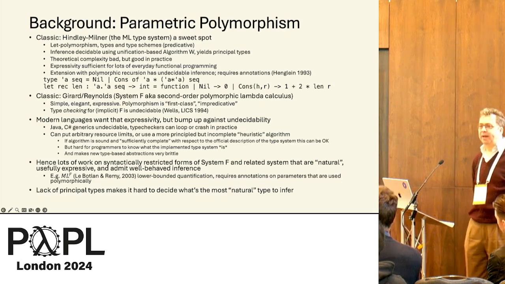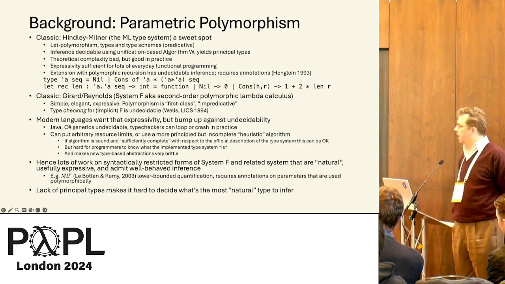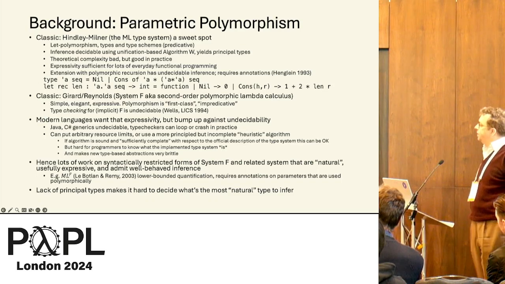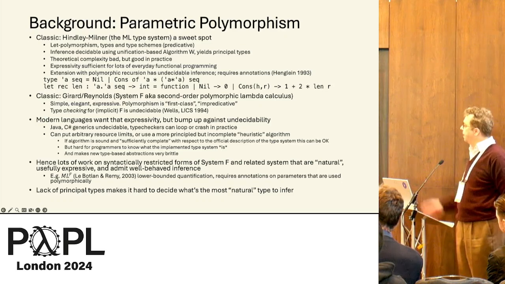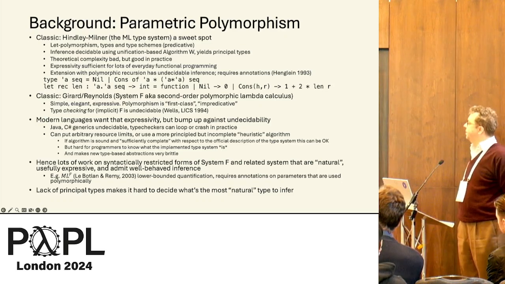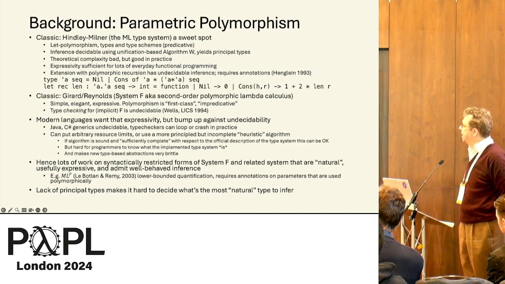So the theoretical complexity of this algorithm is absolutely terrible. Deterministic exponential time complete, I think. But in practice, it works very well. And the expressivity is sufficient for everyday functional programming. So, those of us who use OCaml, it's a bit fancier, but it's basically the ML type system, and we're kind of happy with it on a day-to-day basis.